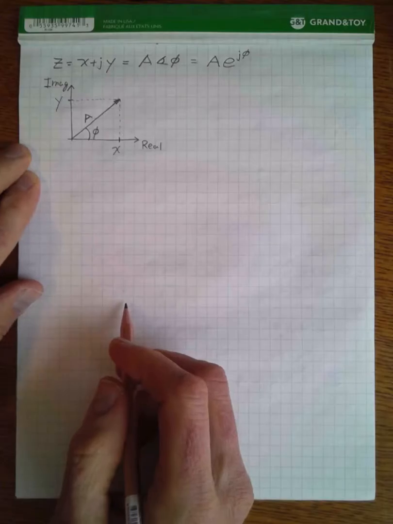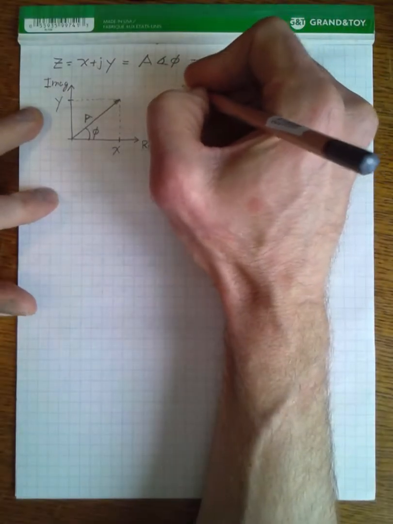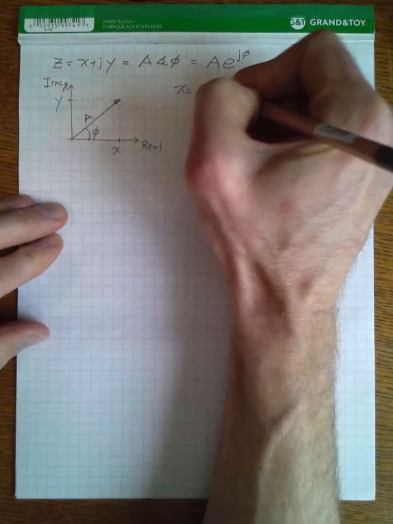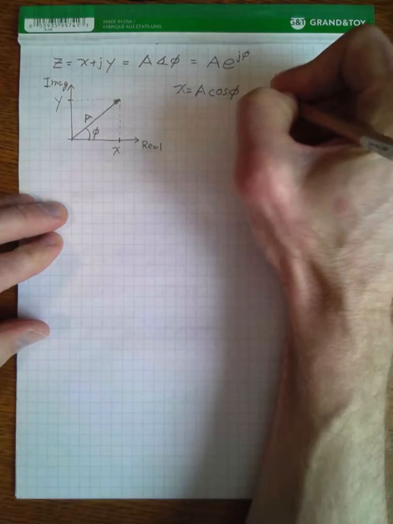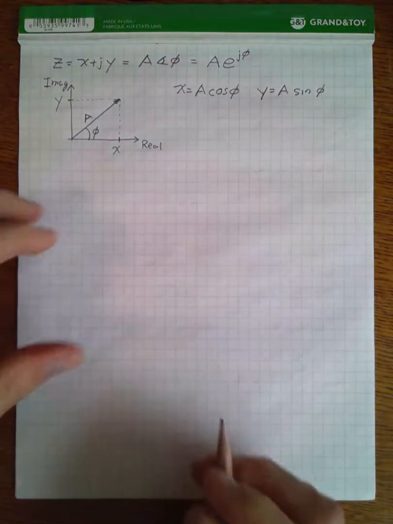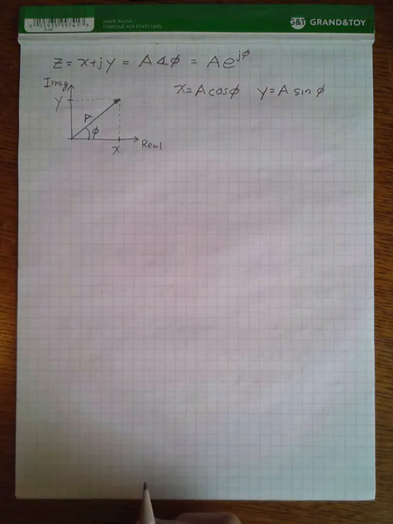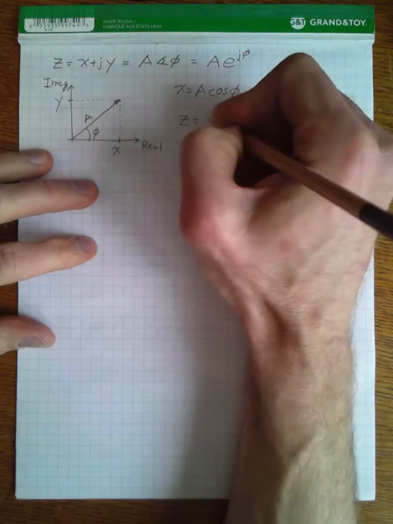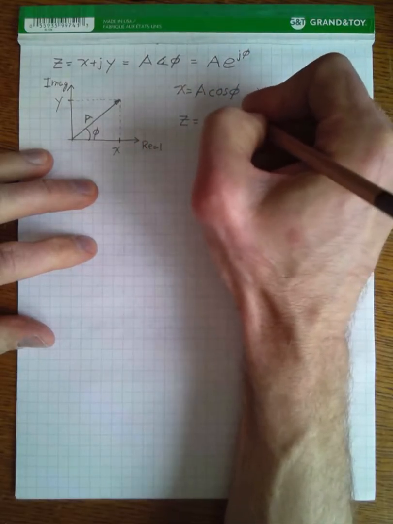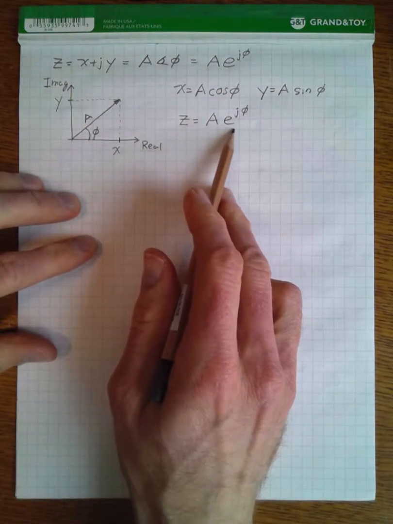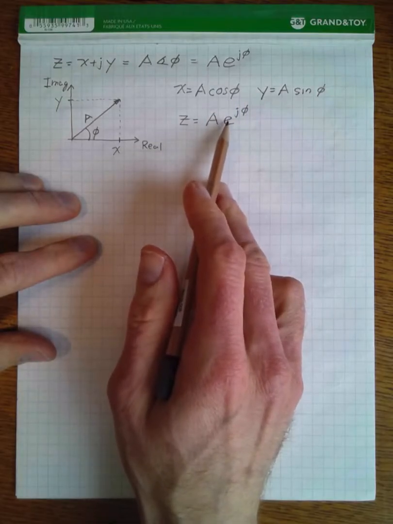And how do we calculate the real and imaginary component? Well, of course, x is just equal to A times the cos of phi, and y is equal to A times the sine of phi. And so let's take another look at our complex exponential identity. So we have said that z is equal to the amplitude A times e to the j phi. And so what I'm going to do is plug in the cosine sine complex exponential identity for e to the j phi.